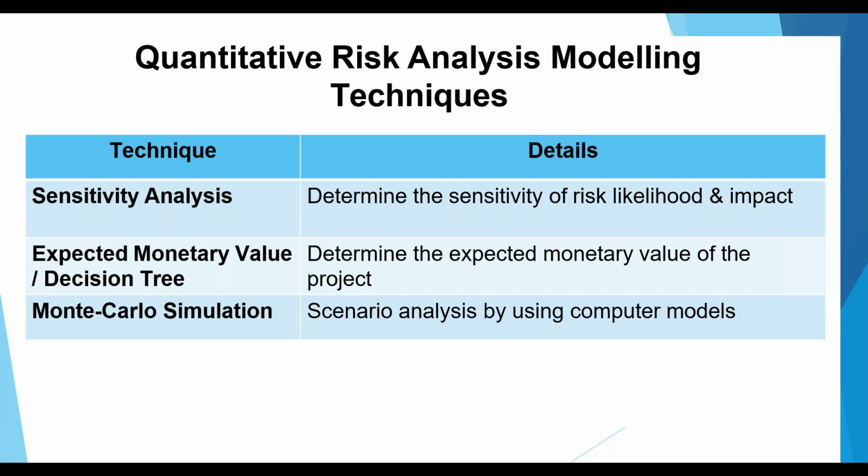This was previously a sophisticated manual technique, but right now there is sophisticated computer software available, so decision tree analysis and EMV analysis are done in different software as well. This type of risk analysis is done in order to determine the contingency reserve required for a project plan. And the last one is the Monte Carlo simulation. A Monte Carlo simulation is a computational algorithm that relies on repeated random sampling in order to obtain a numerical result. So these are all computer-based models.